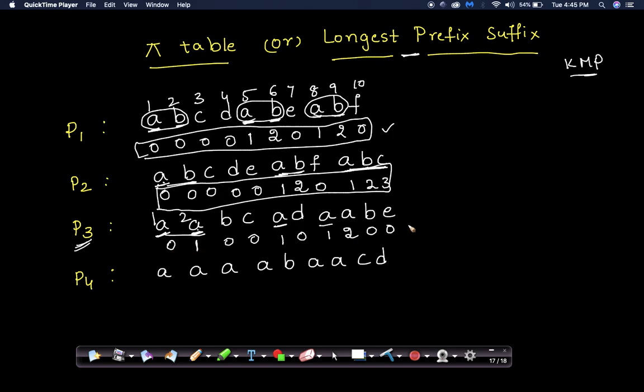It's very simple to construct a prefix suffix table, that is the longest prefix suffix table. Once we construct this table, it's trivial to solve the KMP algorithm.